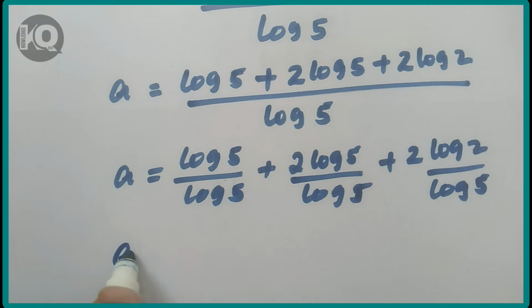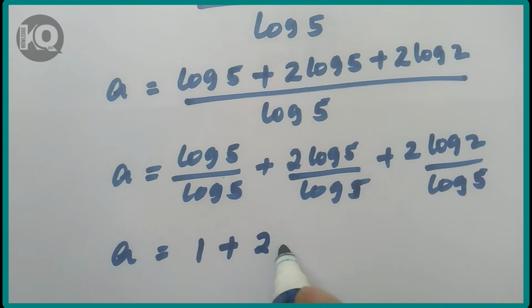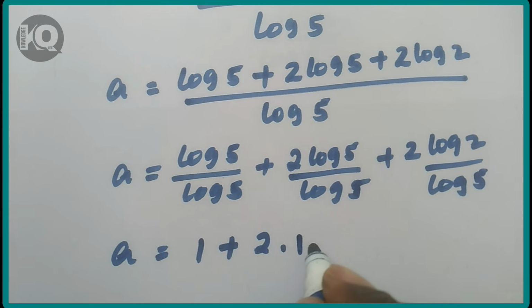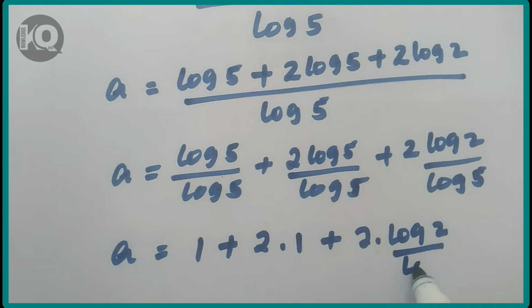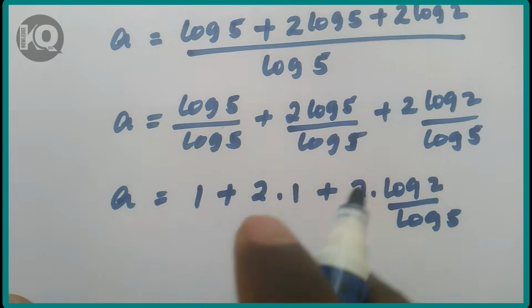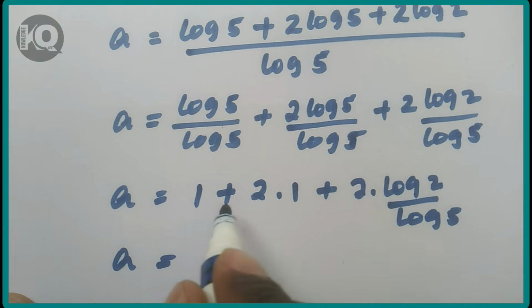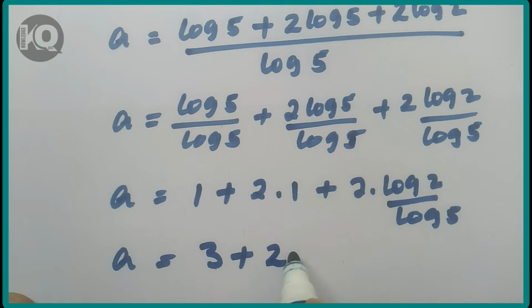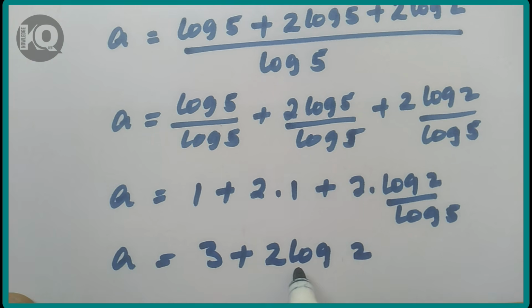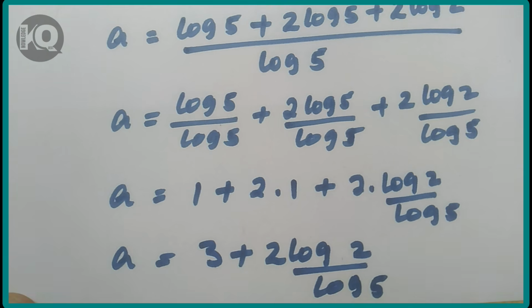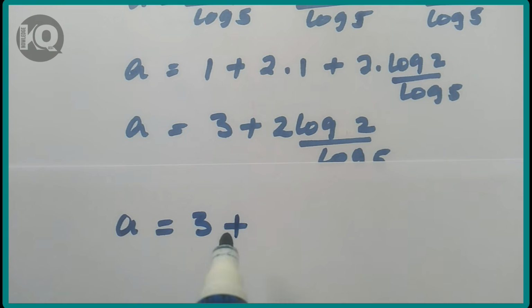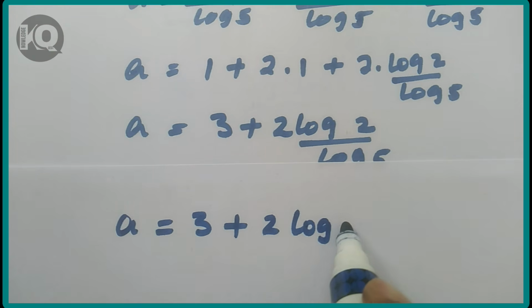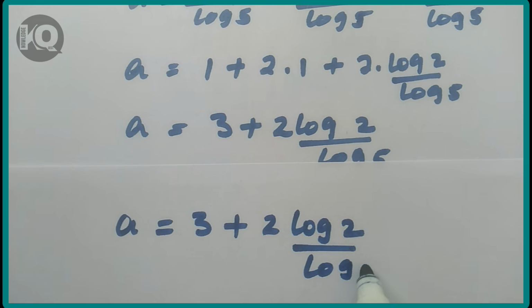So a is equal to log of 5 divided by log of 5, which will be 1, plus 2 times log of 5 divided by log of 5, which will be 1, plus 2 times log of 2 divided by log of 5. So a is equal to 1 plus 2, which will be 3, plus 2 times log of 2 divided by log of 5.